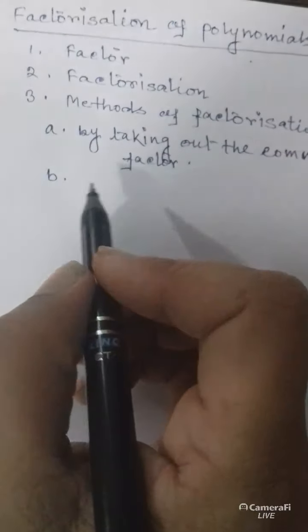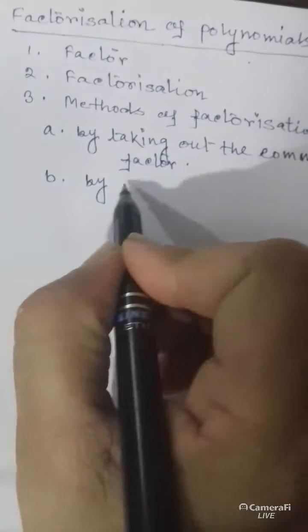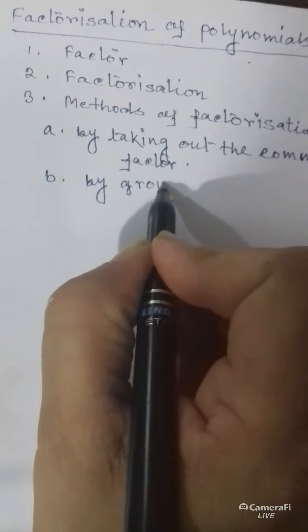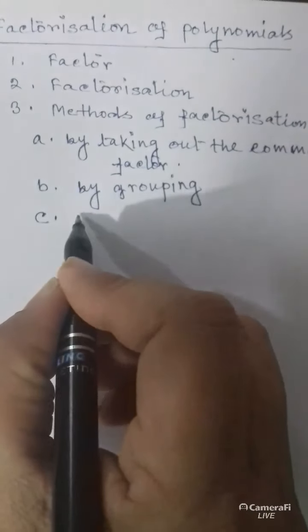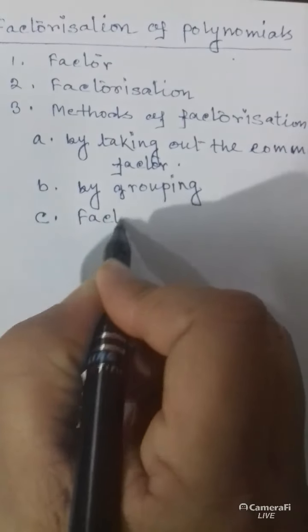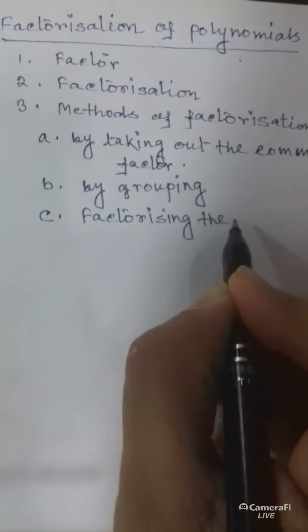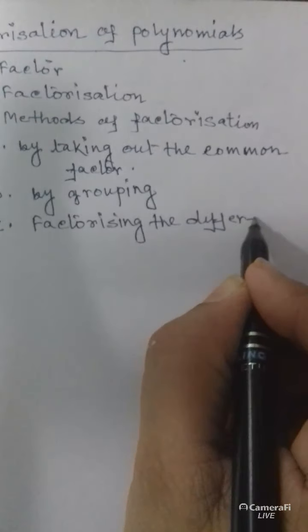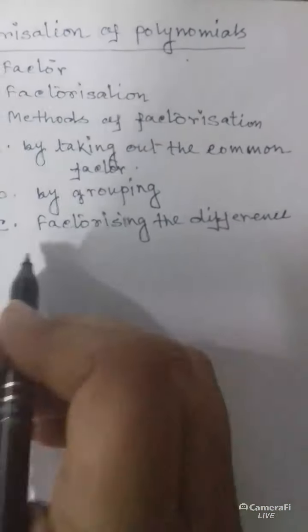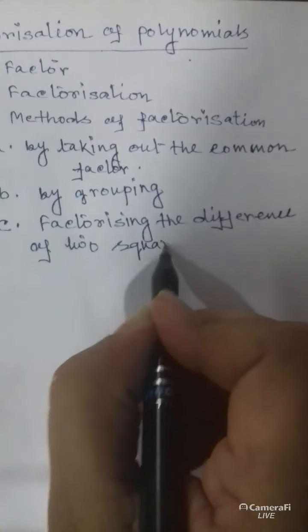Next, by grouping. Another method is factorizing the difference of two squares.